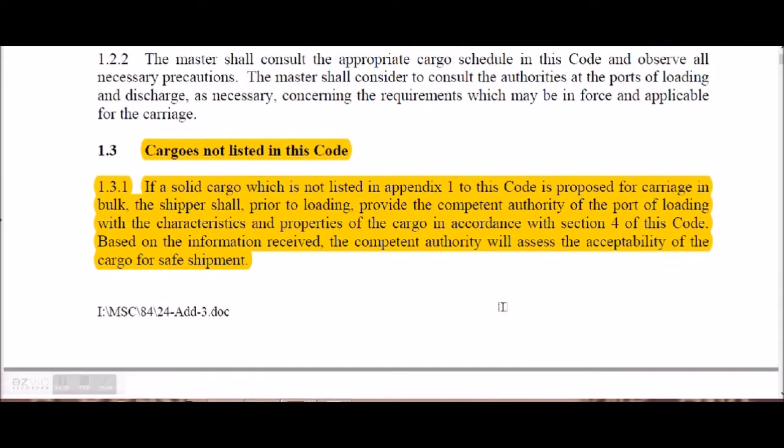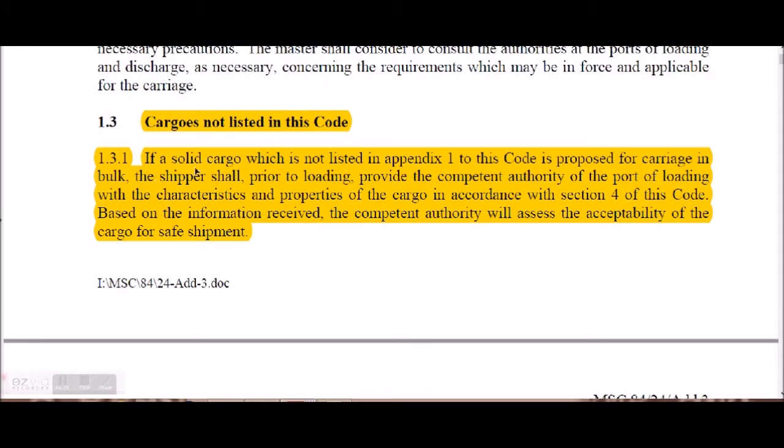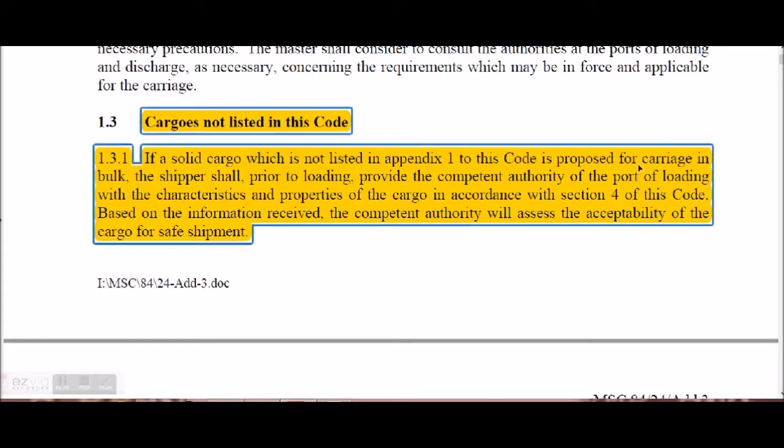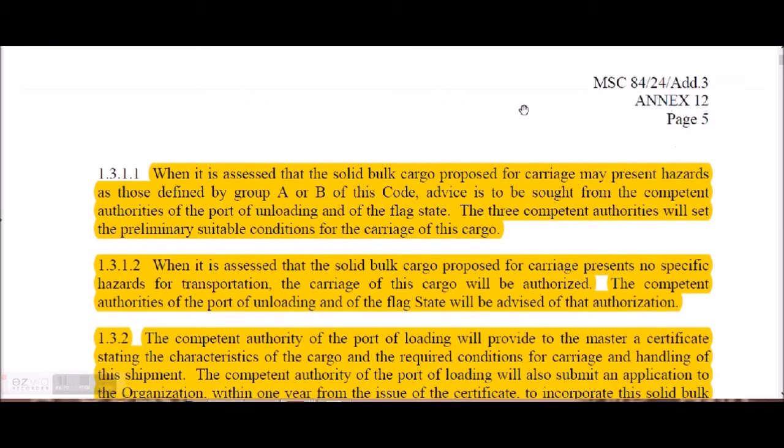Okay, cargo not listed in this code. Now this is what. If a solid cargo which is not listed in appendix 1 to this code is proposed for carriage in bulk, the shipper shall, prior to loading, provide the competent authority of the port of loading with the characteristics and properties of the cargo in accordance with section 4 of this code. Based on the information received, the competent authority will assess the acceptability of the cargo for safe shipment. But generally this does not happen. All the cargoes are listed, only a few can be here and there which are not listed.